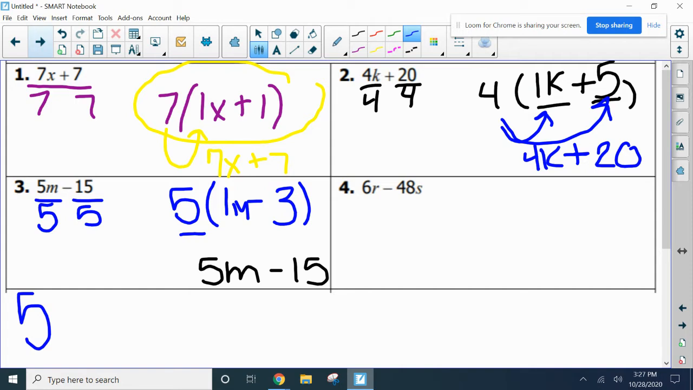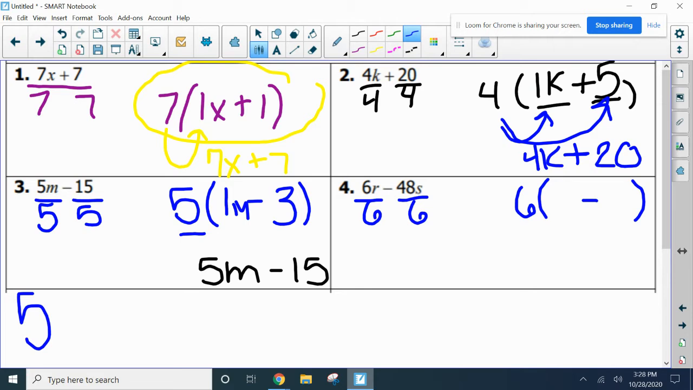Did you have to make a factor table? No, you're right. We could have made a factor table, but I know that 6 is a factor of 48. So I'm just going to go ahead and leave it like that. So I know that I can take 6 out of both 6R and 48. So I'm going to go ahead and say 6, leave my parentheses.